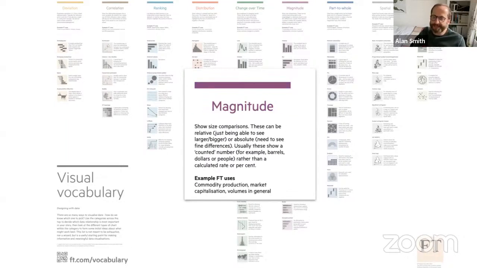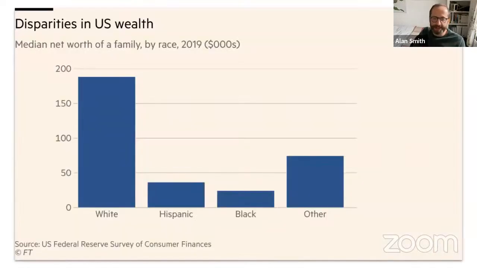What I'm going to look at next is magnitude. And this is just showing you some examples of where we compare the size of things. Now, people might say to me, Alan, bar charts are boring, right? I think, to be brutally honest, more often than not, bar charts are boring when you plot boring data in them. And when I actually have a really simple bar chart that's got some insightful data, it's not boring.